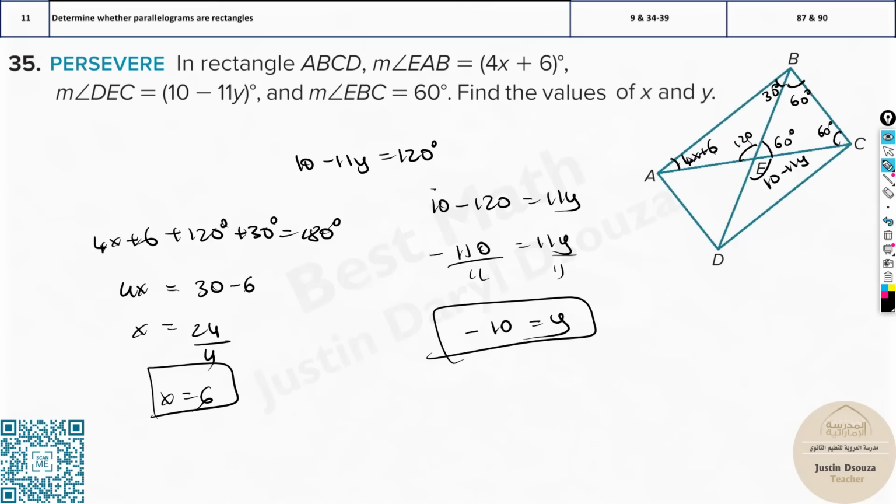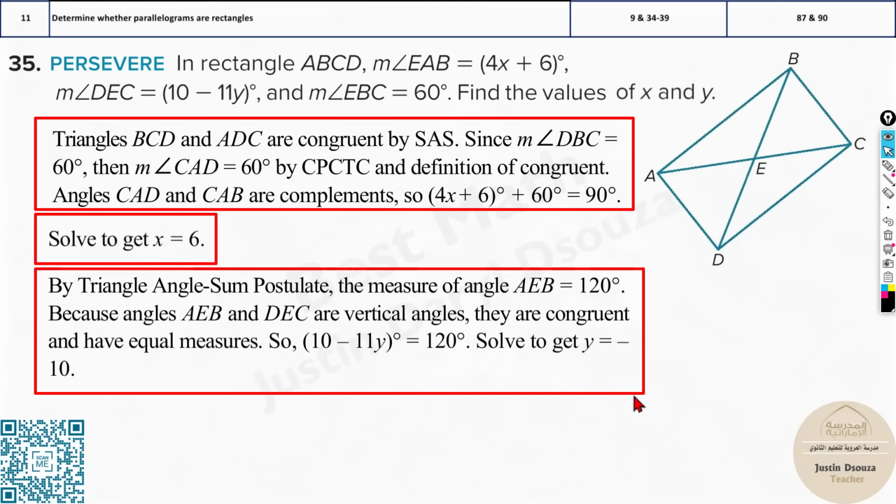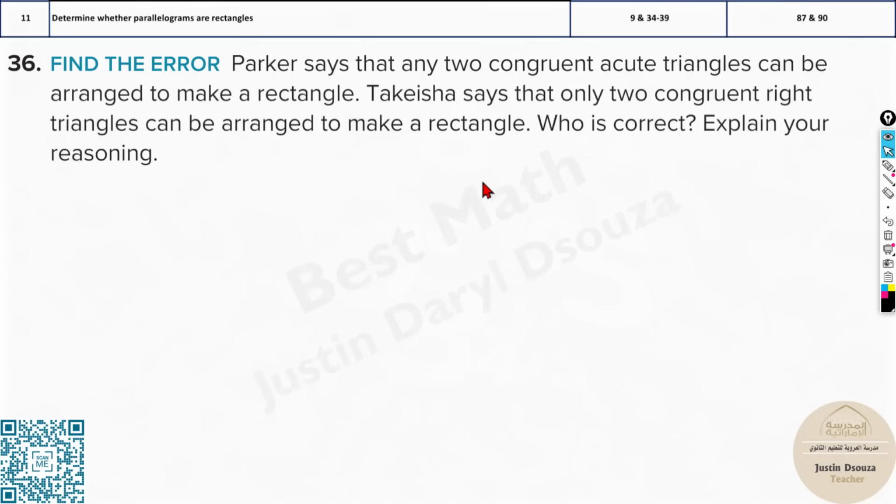So the x value is 6 and y value should be minus 10. So those are the answers: 6 and this is negative 10. I hope that's clear. You can just put it in the calculator and get the answers directly.